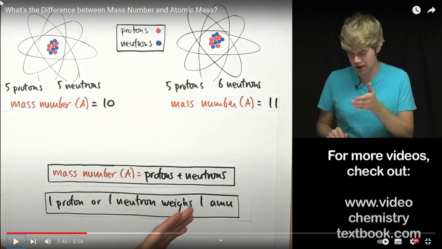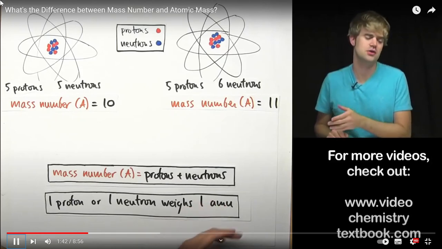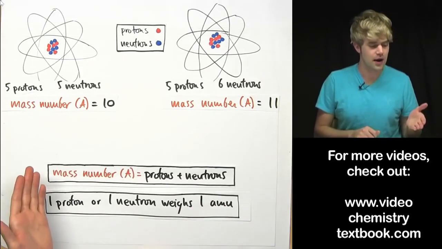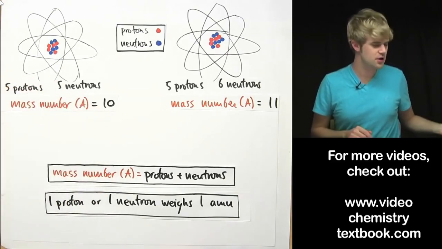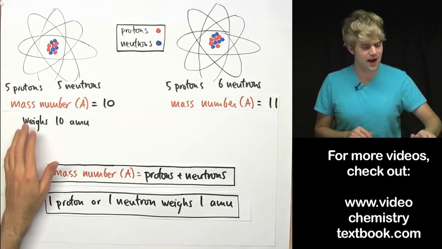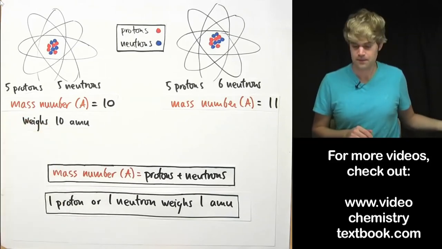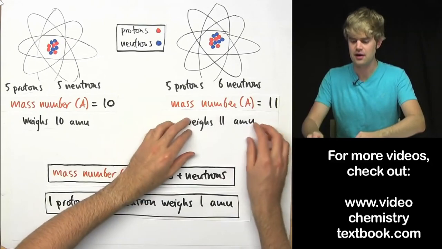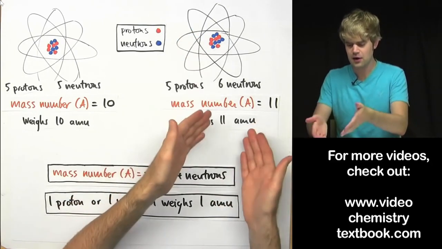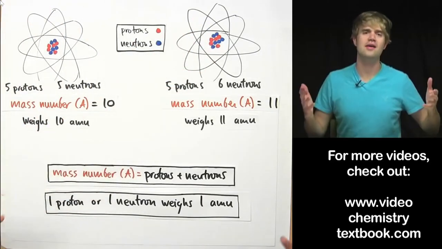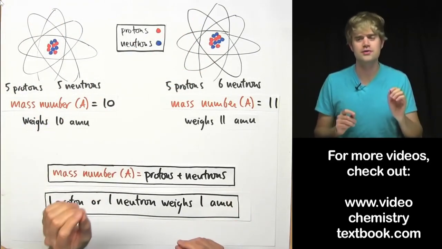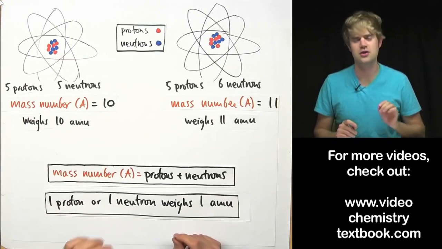AMU stands for atomic mass unit. Good. So, if you have a mass number of 10, 5 protons and 5 neutrons, your atom is going to weigh about 10 AMU. If you have a mass number of 11, that tells you that the atom here weighs about 11 AMU. These atoms both have electrons, but electrons are so tiny, and they have such a small amount of mass.